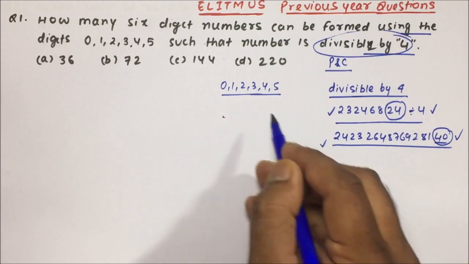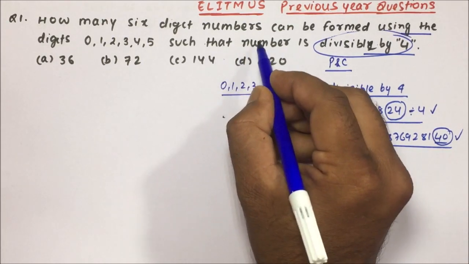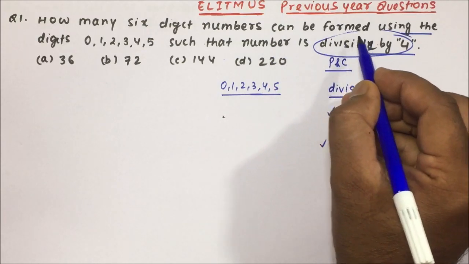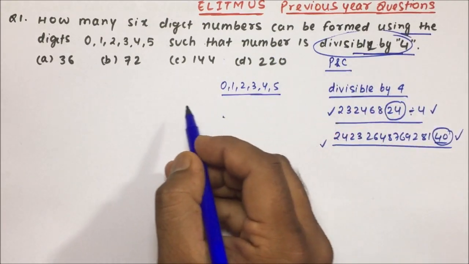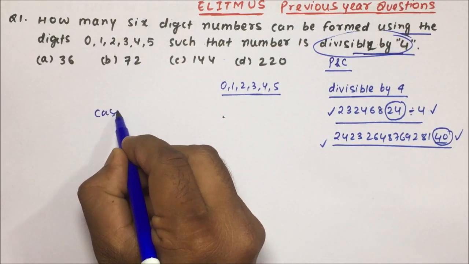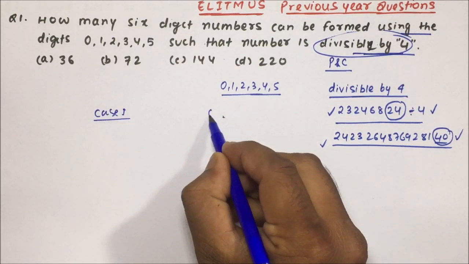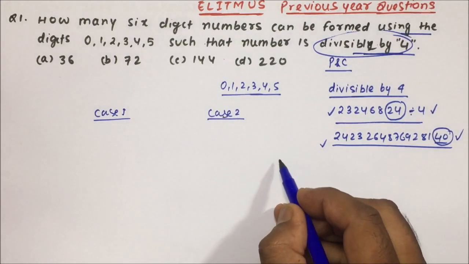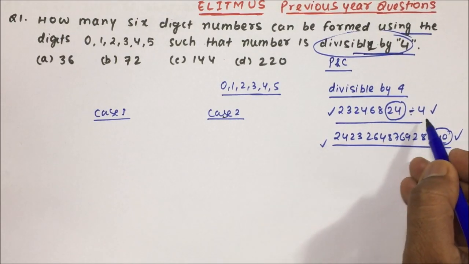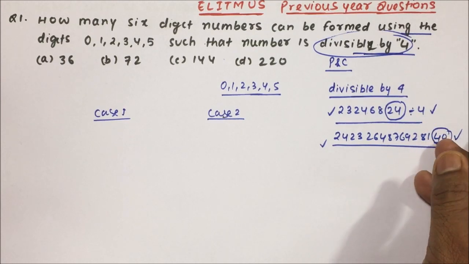Now friends, you have to find out how many 6-digit numbers can be formed using the digits such that the number is divisible by 4. Here there will be 2 cases. Let's take case 1 and case 2. Why I have taken case 1 and case 2, I will be able to answer only when I solve the question. Otherwise, you will not be able to understand at this point of time.